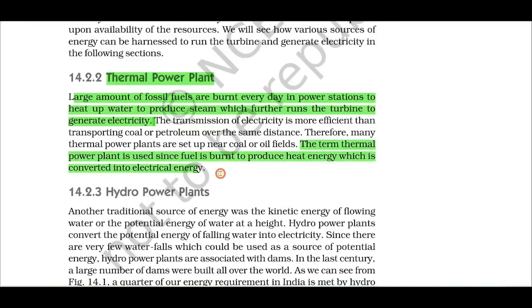The term thermal power plant is used since fuel is burned to produce the heat energy, which is converted into electrical energy.